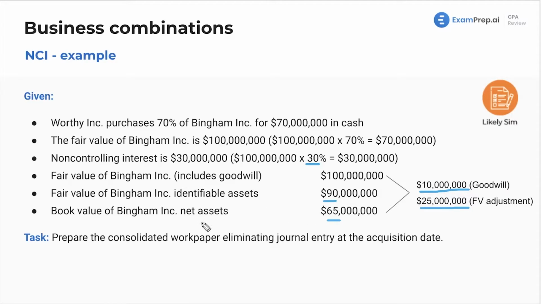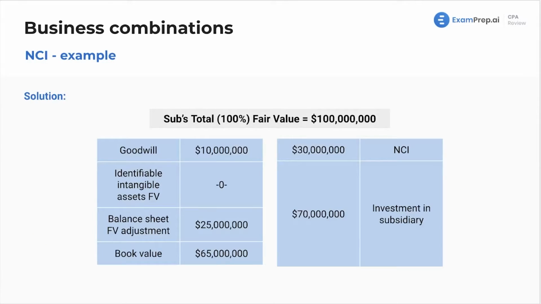So what's our consolidated work paper eliminating journal entry at the acquisition date? And now we're going to refer back to that graph, that design I was telling you about before. And here it is. These are all the accounts in the same places in that diagram, right? So NCI is 30 million, investment in subsidiary is 70 million here, right? That's pretty straightforward. This is the total value, 100 million. So these are both going to equal 100 million, right? Both sides. We've got the total value of 100 million.